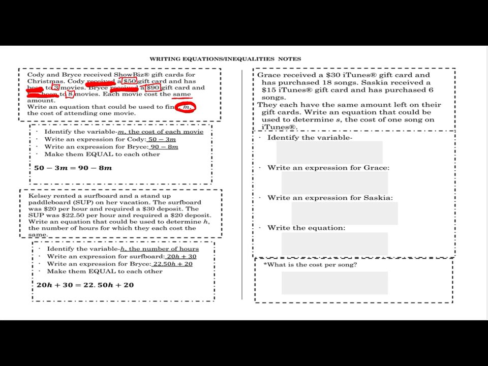All right, and then the next one would be Kelsey rented a surfboard and a stand-up paddleboard on her vacation. The surfboard was $20 per hour and required a $30 deposit. The SUP was $22.50 per hour and required a $20 deposit. Write an equation that could be used to determine the number of H, the number of hours for which they each cost the same. So this is our unknown. We didn't know how many hours.